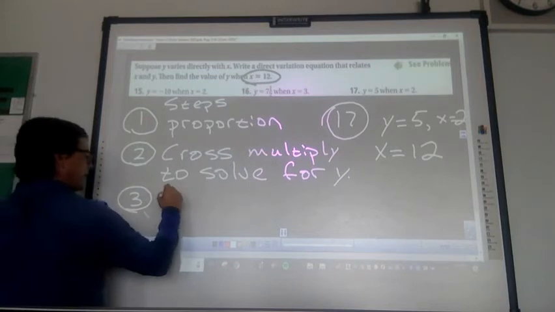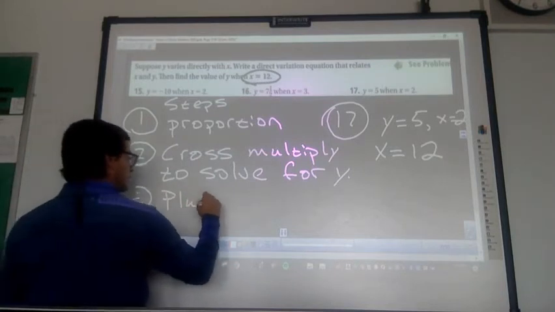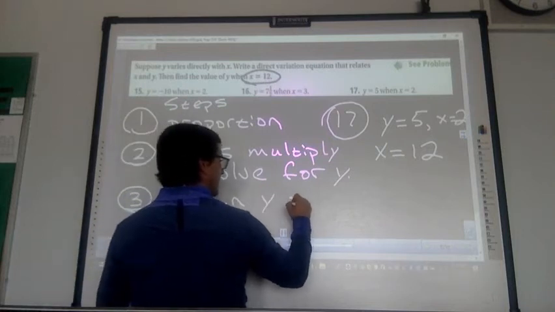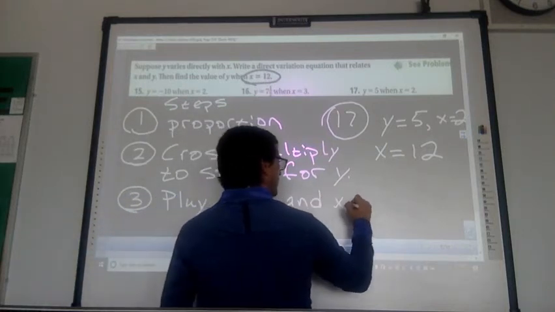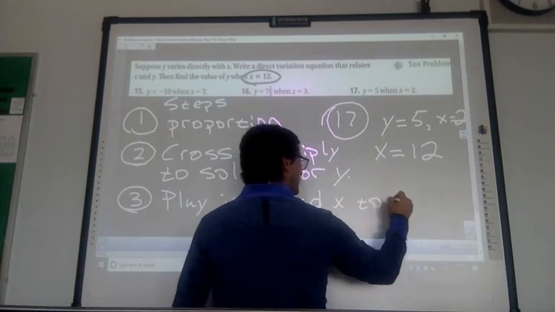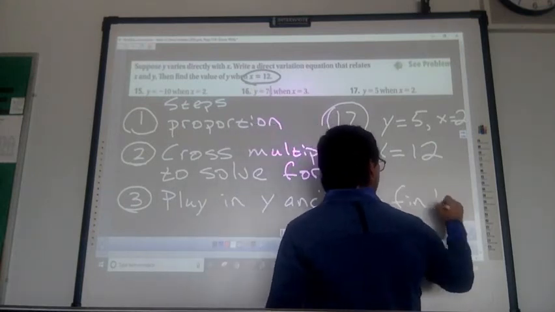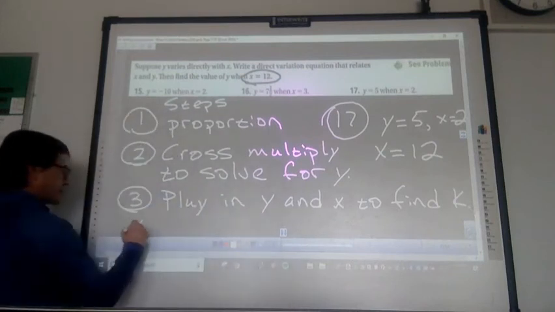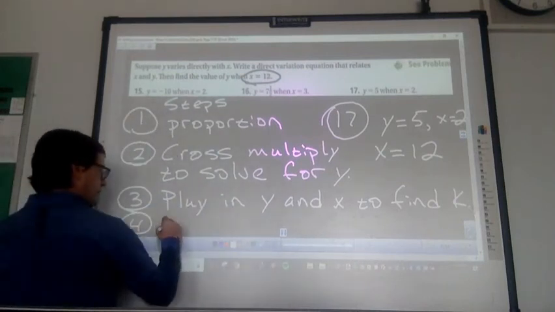Last step is plug in y and x to find k. Last step is plug that k into y equals kx.